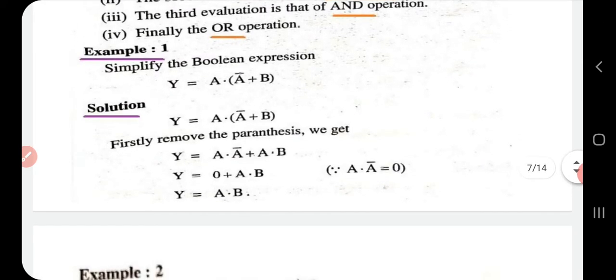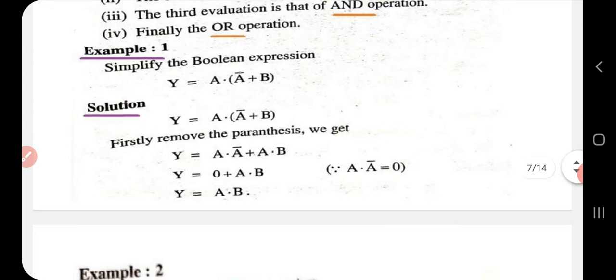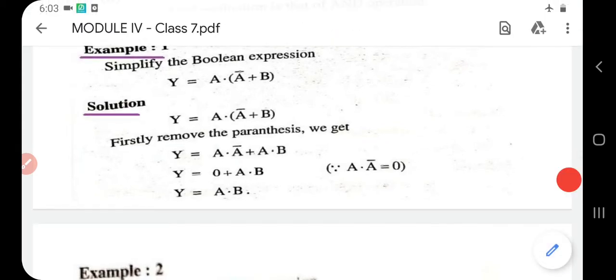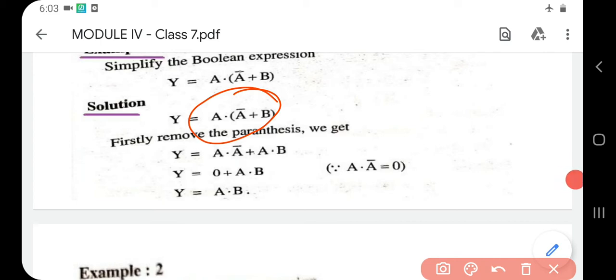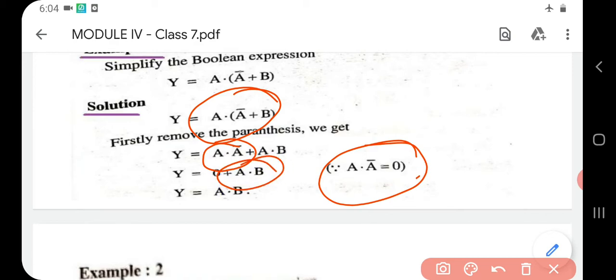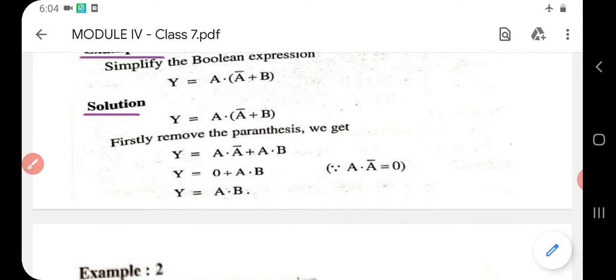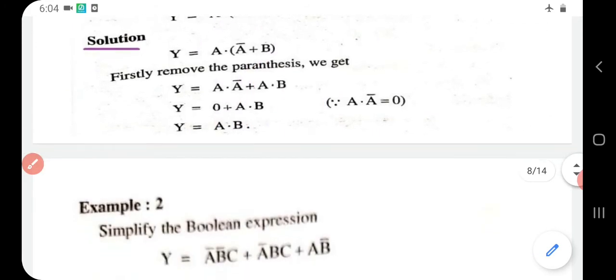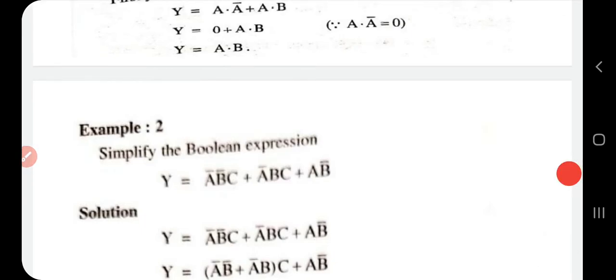Here the question is y equal to a dot (a bar plus b). So you are expanding it. So what will it be? A dot a bar plus a dot b. What is a dot a bar? It is 0. This we have studied in some theorems, like I think some 11 or 12 theorems you have studied: a plus 0, a plus a bar, like that. So refer to those theorems. So a dot a bar is 0. So 0 plus ab is again a dot b. Okay. So study these theorems well, because that will help you in simplifying such Boolean expressions.